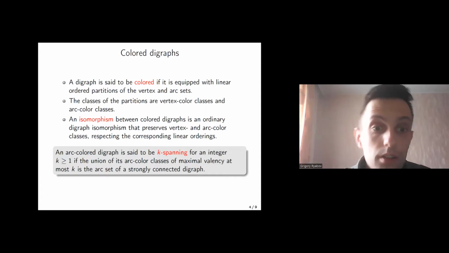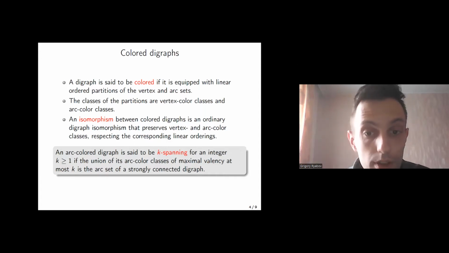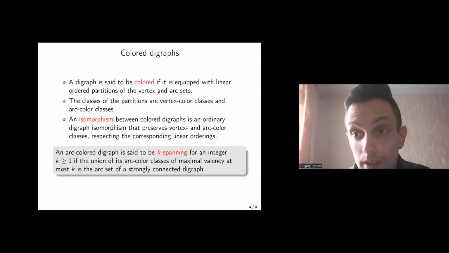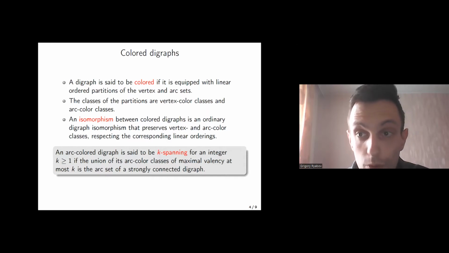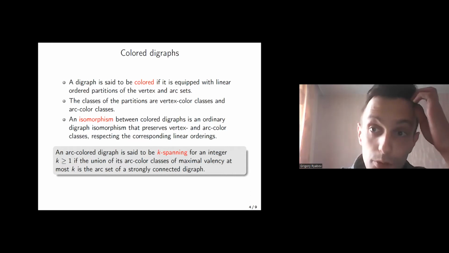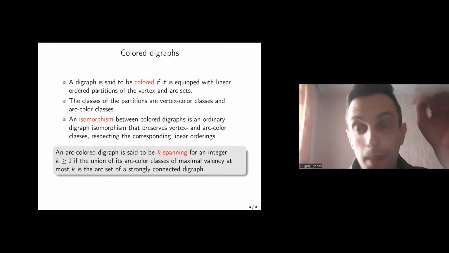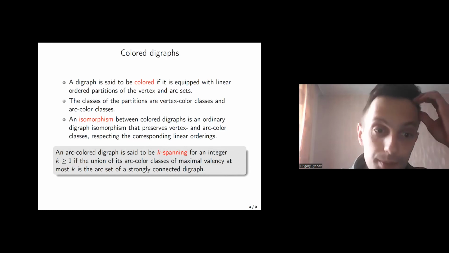And now we introduce a new concept, but I think it is very natural because it generalizes the notion of a graph of bounded valency to the class of colored digraphs. Generalizes in some sense. Of course, there are some ways to do this, but we choose one of these ways.